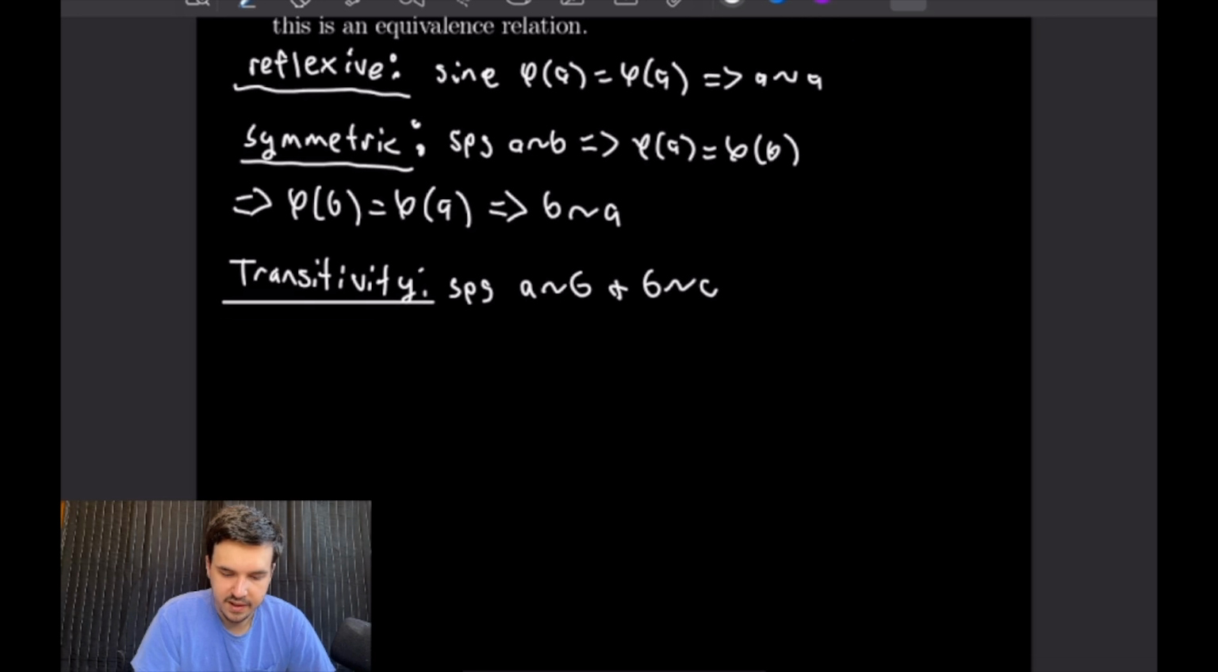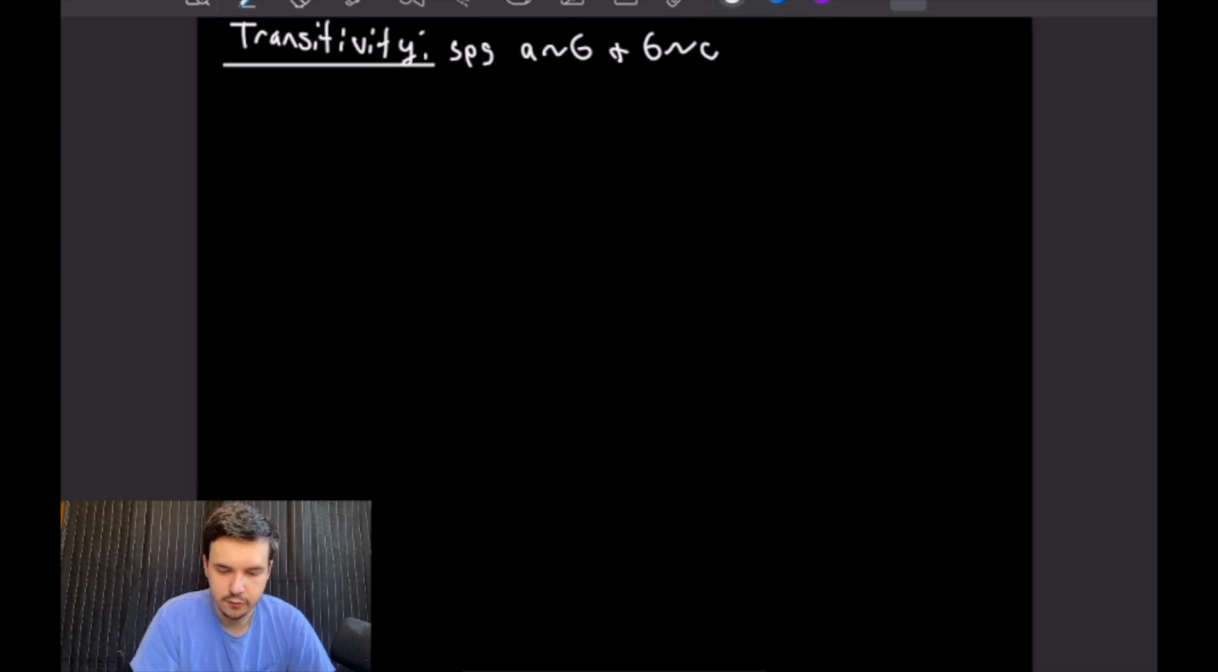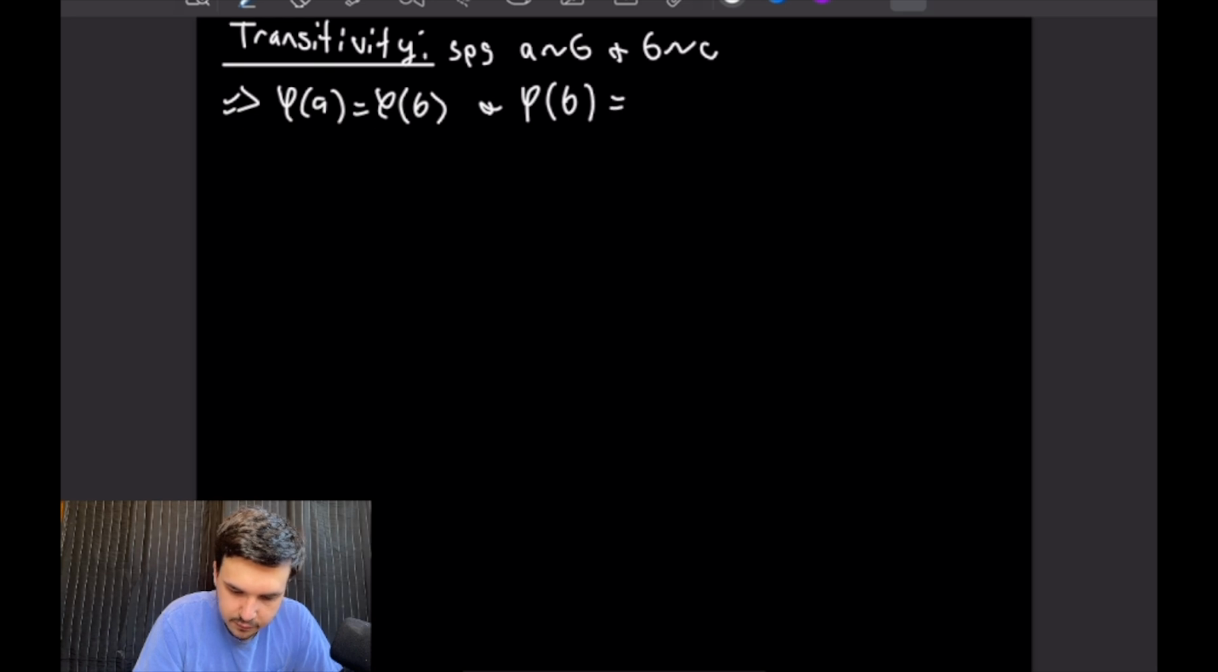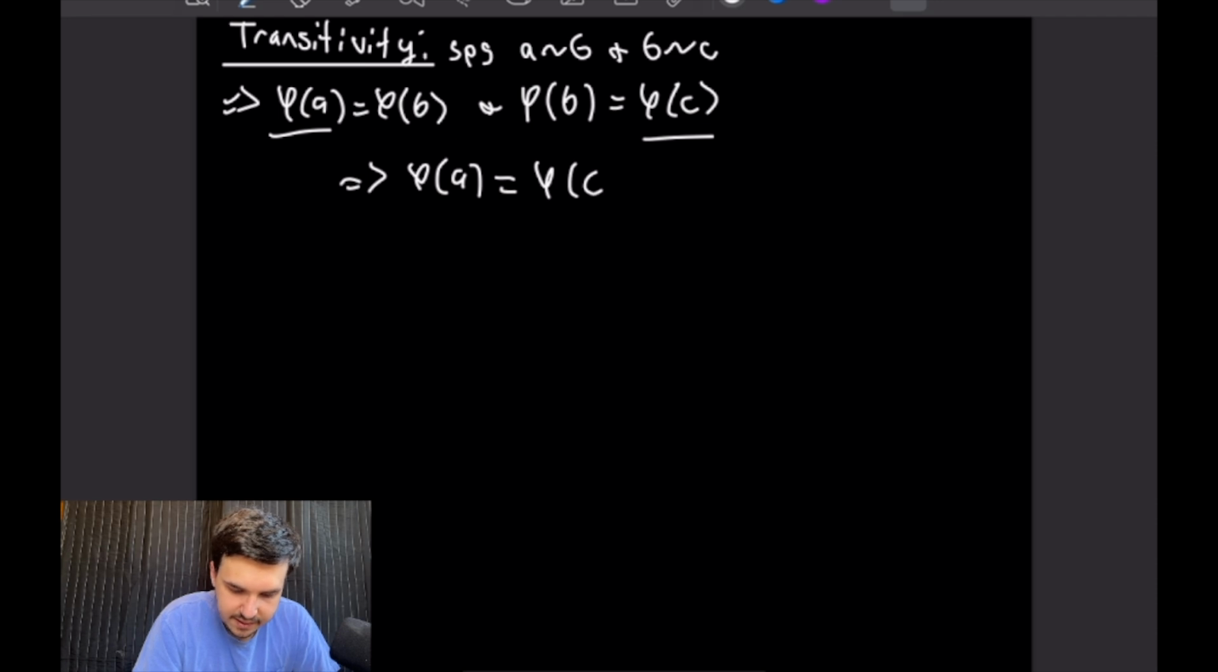And of course, because we're trying to prove transitivity here, we're going to try to prove that A is related to C. So let's go ahead and just break this down by definition. That will mean that phi of A is equal to phi of B, but also that phi of B is equal to phi of C. And like I said, by definition of equality, we can see that phi of A must be equal to phi of C.